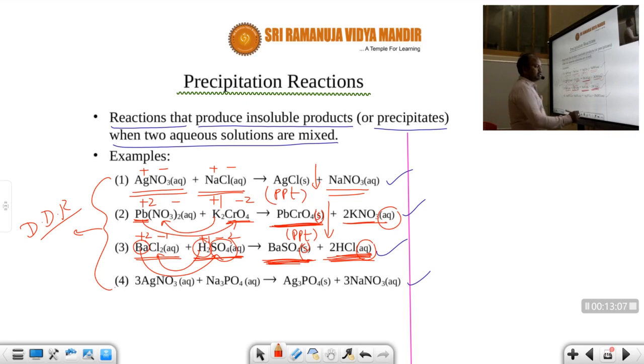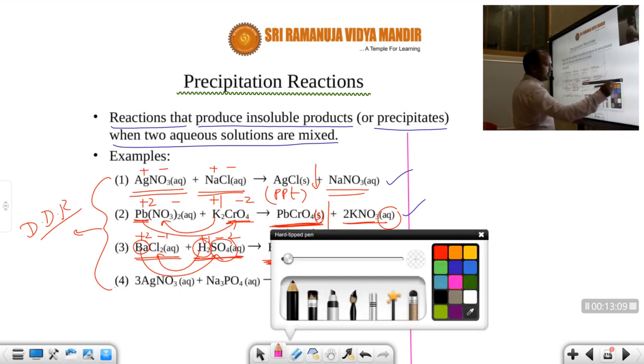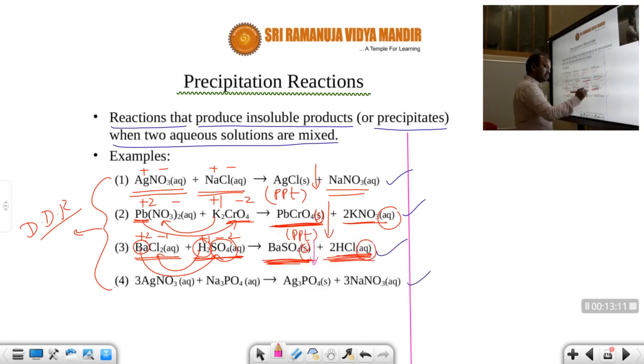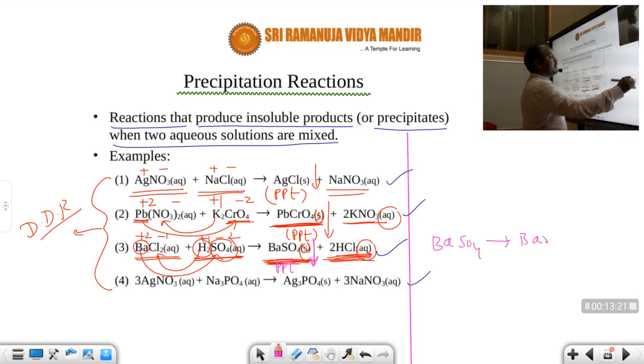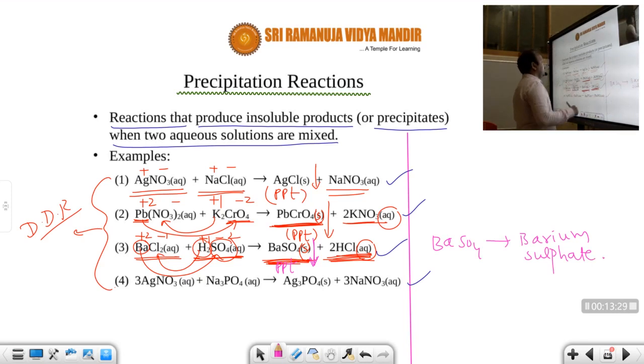That means that is an insoluble solid. Insoluble salt or insoluble solid. That's why it can be represented as a downward arrow. Whenever a downward arrow is there, this is called precipitate. So what is the precipitate here? Barium sulfate, the salt which cannot be dissolved in water. Barium sulfate. In the previous one, lead chromate is the precipitate, PbCrO4.